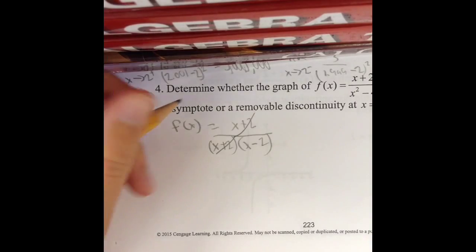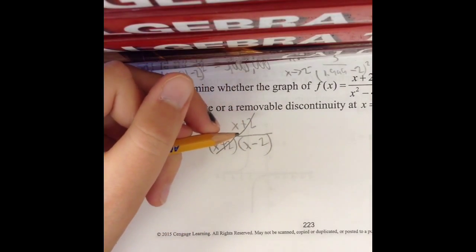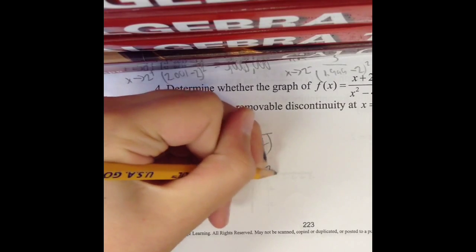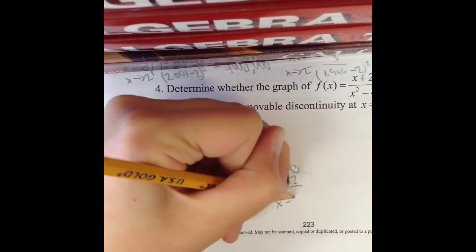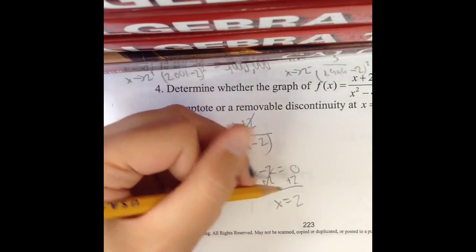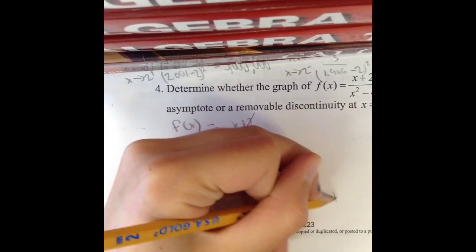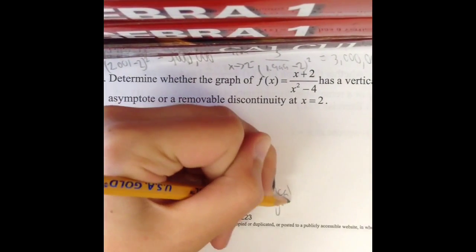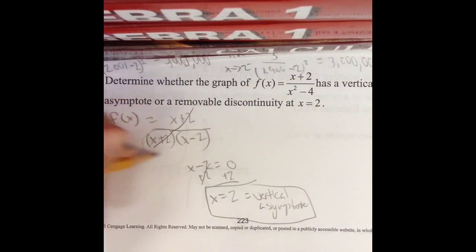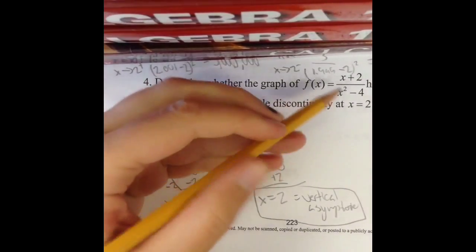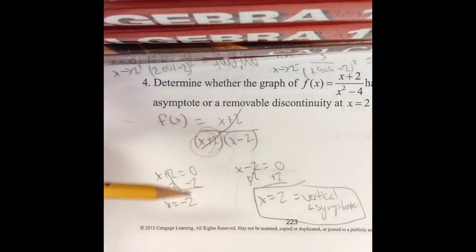And so to find your vertical asymptote, you would set it equal to 0, so x minus 2 equals 0. So you add 2 to both sides. x equals 2, so we see that there is a vertical asymptote at x equals 2. And for this one, it couldn't be a removable discontinuity at x equals 2, because then we would set the one that we removed equal to 0. So x plus 2 equals 0. You subtract 2, and so x equals negative 2. And since that's not 2, we know that it's a vertical asymptote at x equals 2.